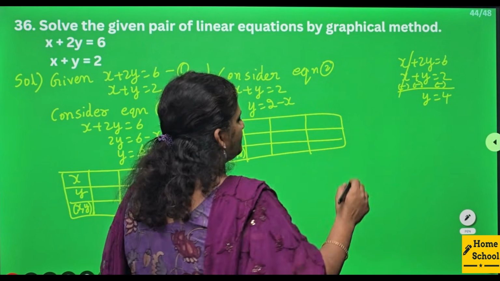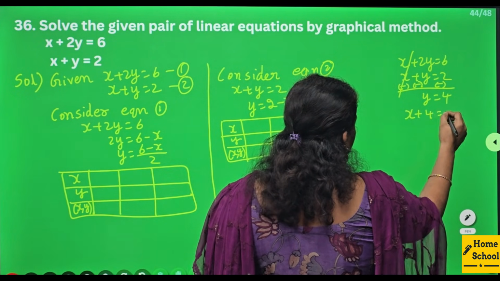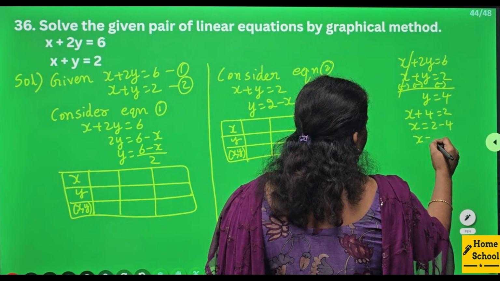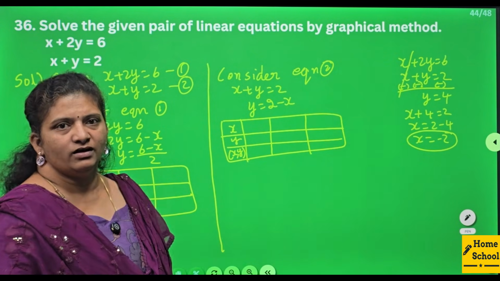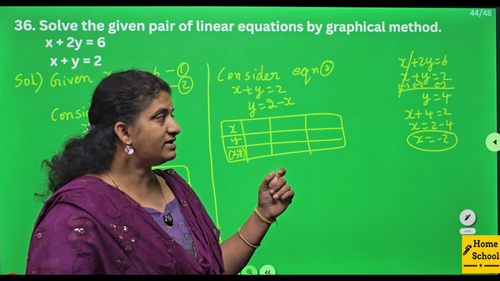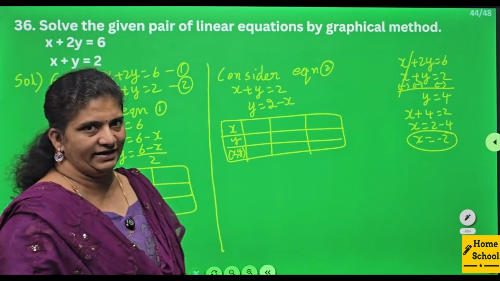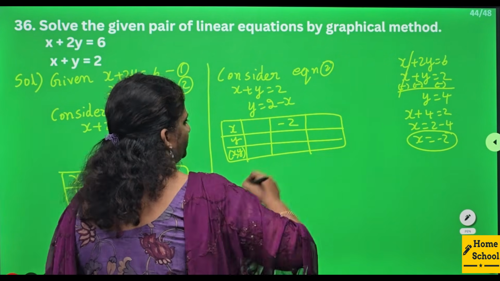This y value, substitute in any one of the equations. x plus 4 is equal to 2. x is equal to 2 minus 4. x is equal to minus 2. Only this one I need. What do I need? What is the x value? These two lines are intersecting. x value is minus 2. Let me take here minus 2, minus 2.